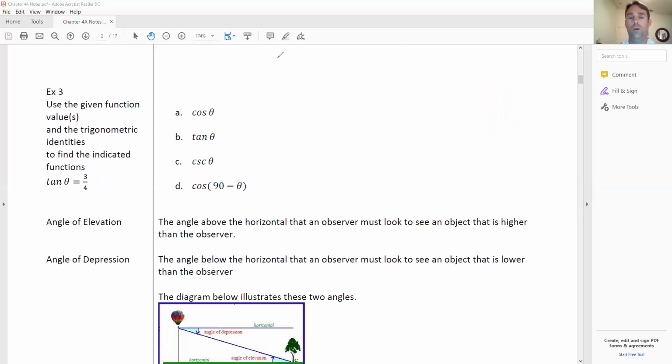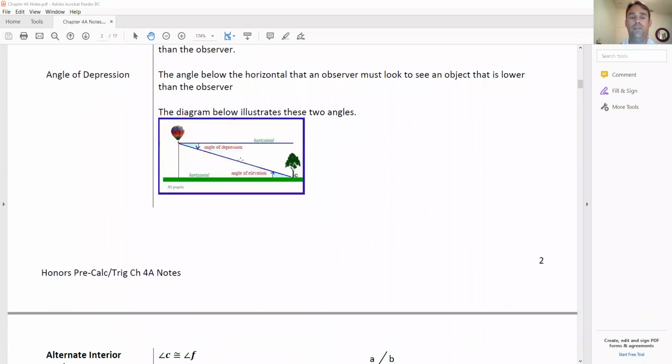All right, so we're cruising through here pretty good. Kind of getting the gist of how this right triangle stuff is. We're kind of working a little bit.